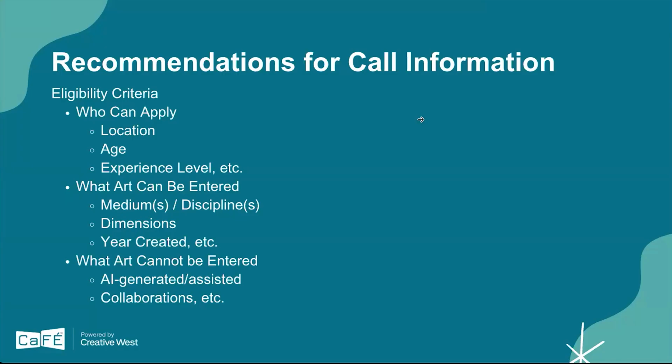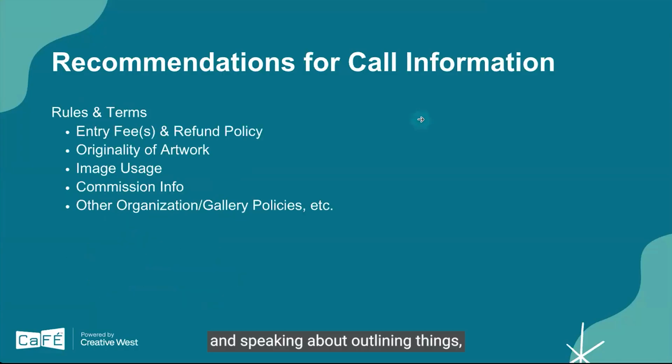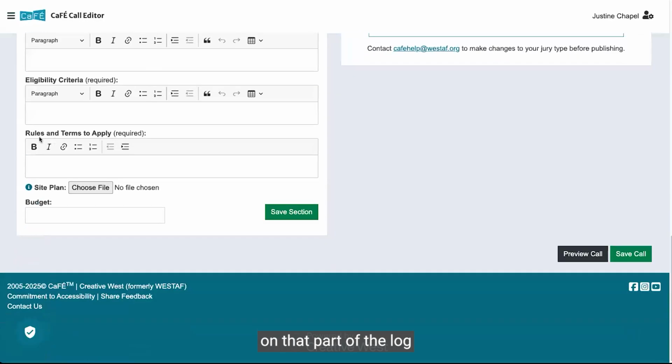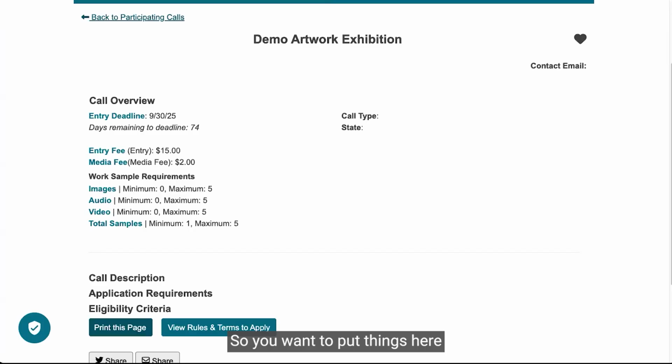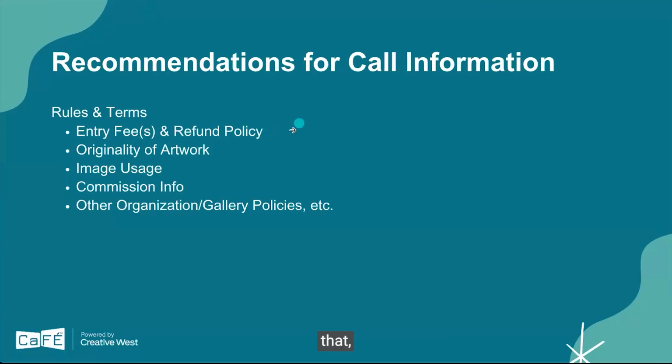And speaking about outlining things, your rules and terms, this is the final section on that part of the event information page. So this is that agreement that artists need to agree to in order to access your application and be able to apply. So you want to put things here that an artist needs to agree to, whether that be your payment policy and refund policy. So reiterating your fees, reiterating what qualifies for a refund if you are allowing those.